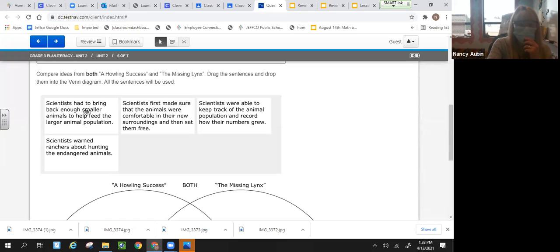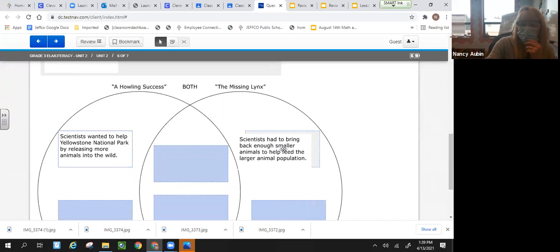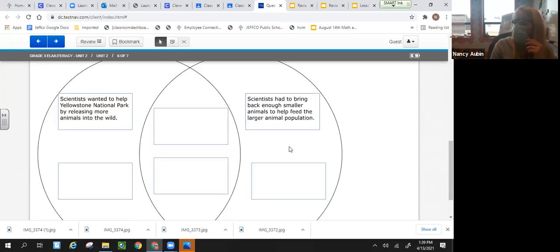Abby, which one do you think that goes in? I think that goes in the Missing Links. Does anyone disagree? Everyone agrees? What's the key word, Abby, that helped you know that it would go in the Missing Links? Feed the larger animal population.